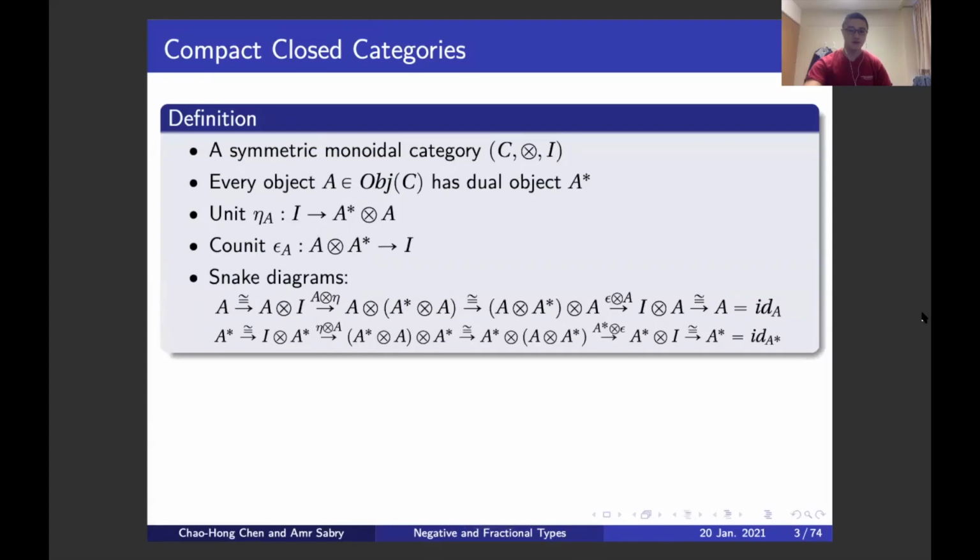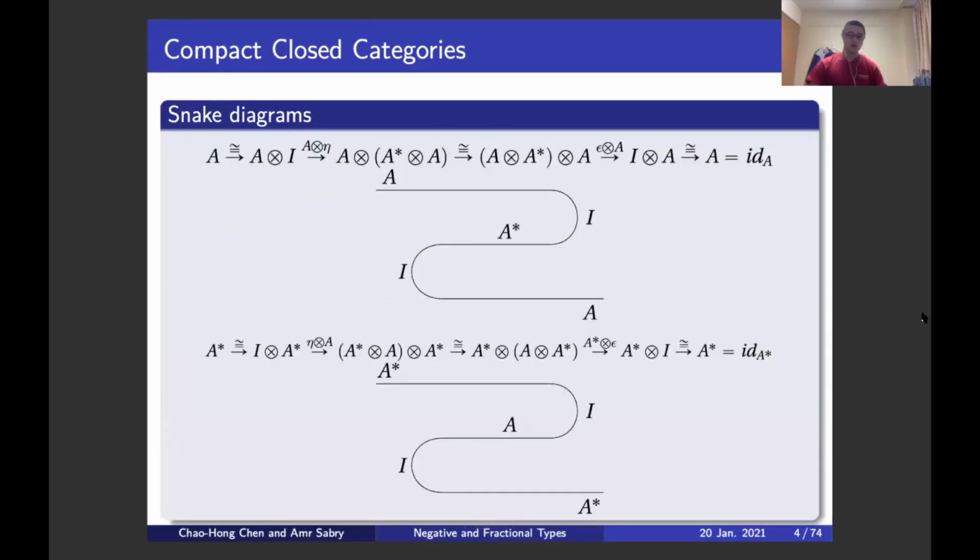First, let's revisit the definition of complex category. A complex category is a symmetric monoidal category where every object has duals, and there are also morphisms eta and epsilon, which satisfy the snake diagram. The snake diagram states that if you compose eta and epsilon in a leg way, it is equivalent to ID, and if you do the same for epsilon and eta, it's also equivalent to ID.